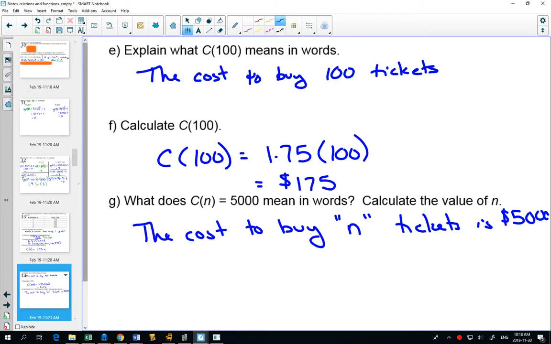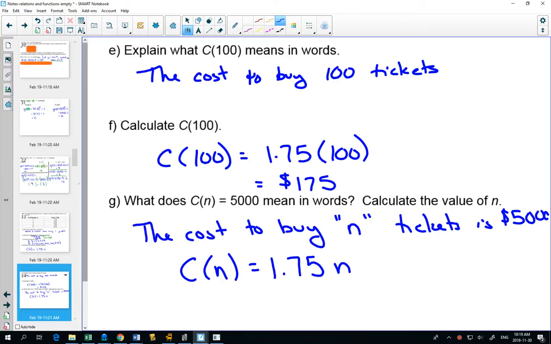You figured it out? What did you do? I divided 5,000 by 1.75. We know that each ticket, so here is the idea. C of N would be $1.75 times N. It's just the same as C of X equals 1.75 times X. We can also change the variable that we put into our function.